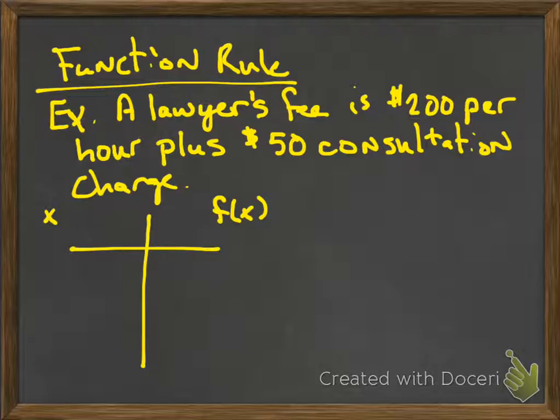That's my output. So what determines who? Well, think about this. If you see this word "per," whatever's after that usually is what your x is. So per hour, that means my x is my hours. And then what's before the word, the fee, that's going to be my f of x, my function, my answers.